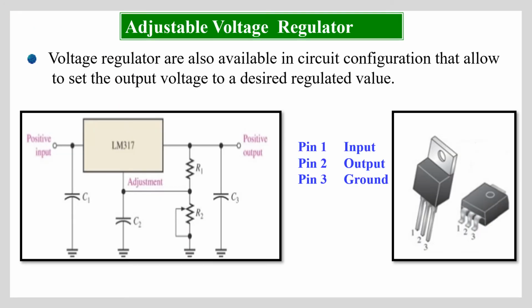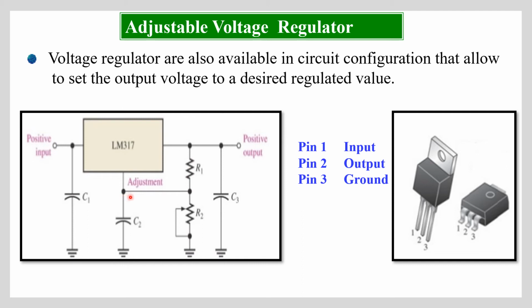So we have seen the fixed type of voltage regulator. Now the adjustable voltage regulator IC. Voltage regulators are also available in circuit configurations that allow us to set the output voltage to the desired regulated output. So here we can adjust the output voltage as per our requirement. Here the LM317 is used. It is again a 3-pin IC: input positive pin 1, output pin 2 and pin 3 ground.